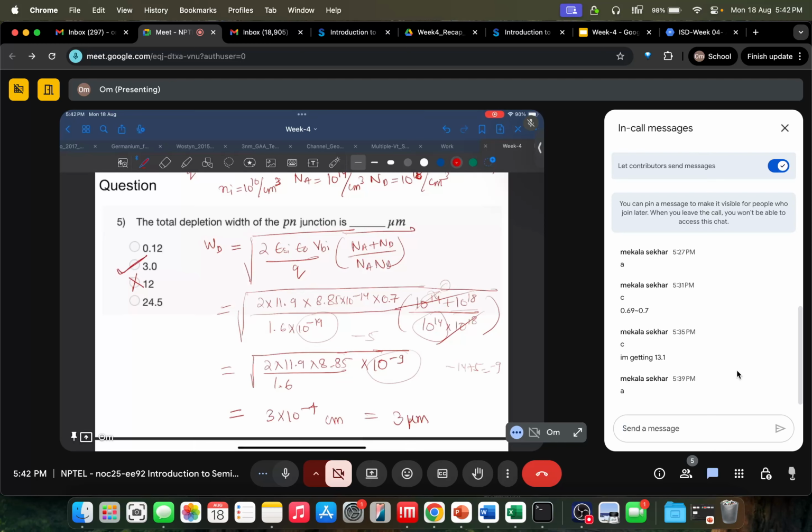Answer is option B, 3 micrometer. Please check if you can identify a mistake, else if there is some point which is not clear, we can go over it again. Okay, see the next question then.